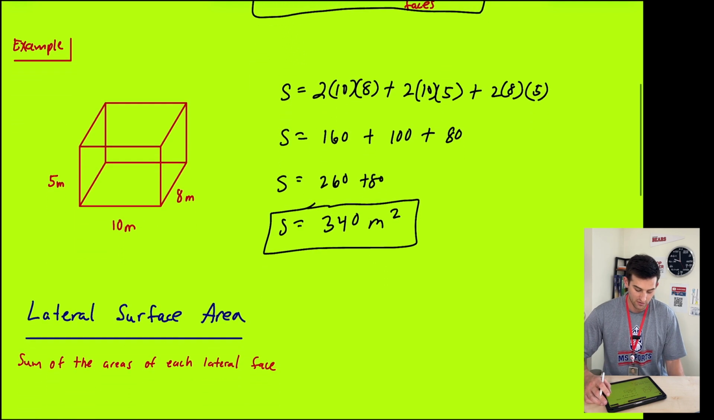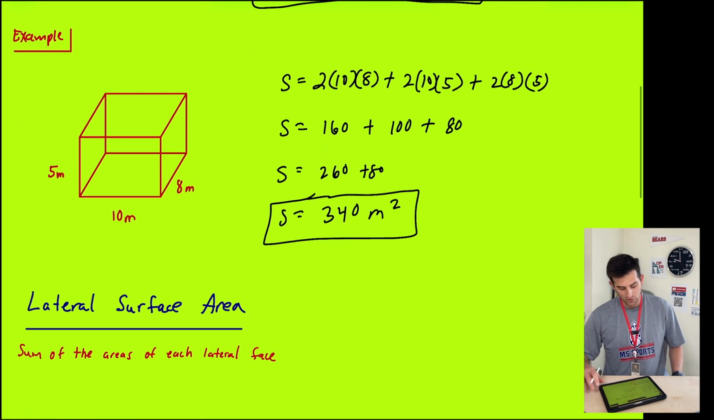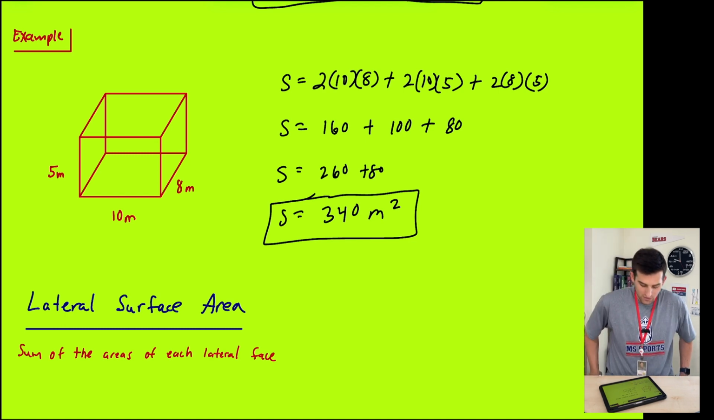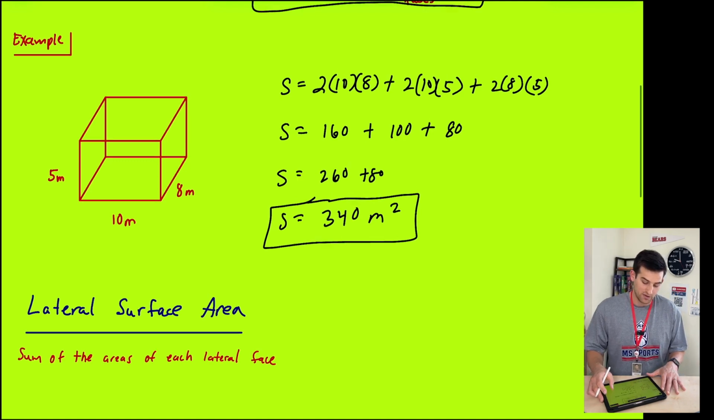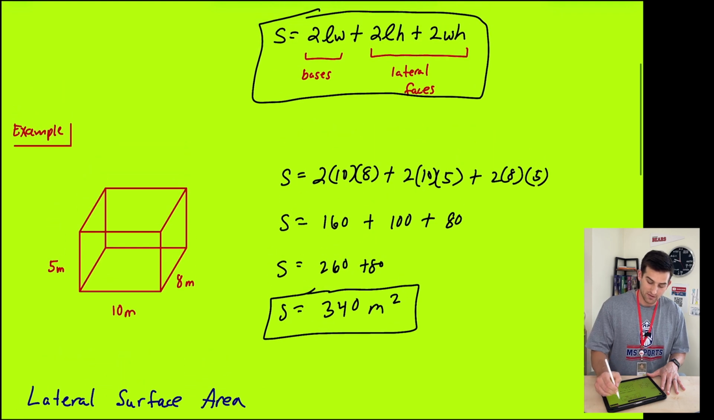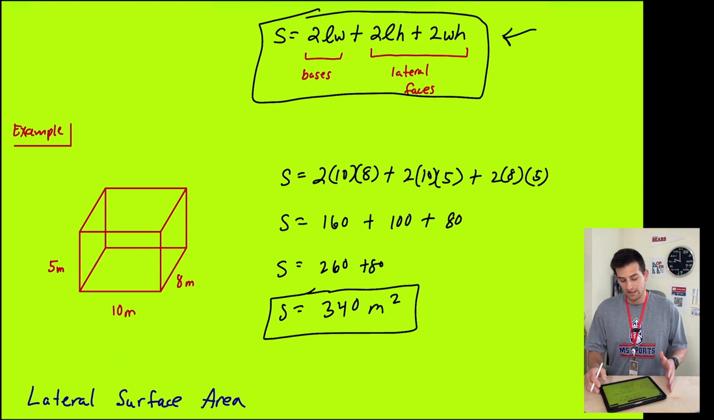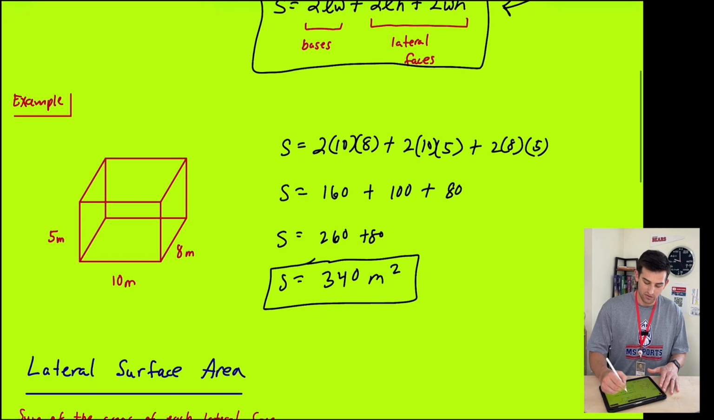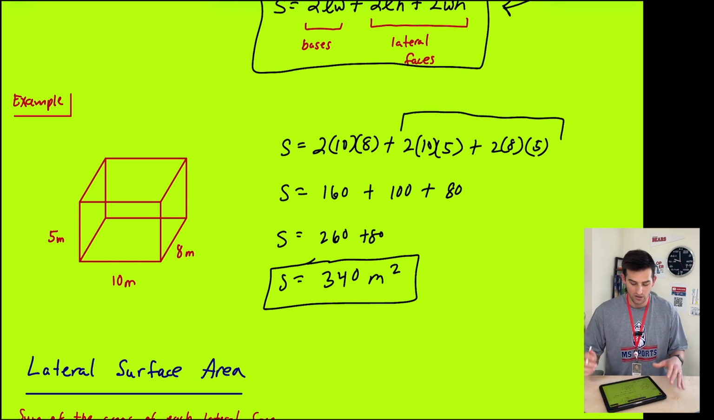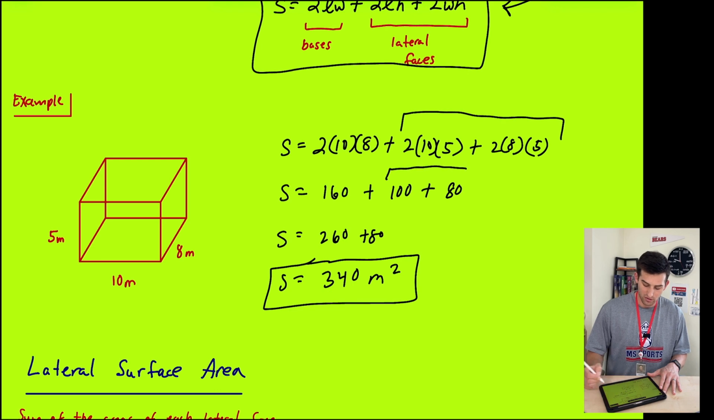Now there is such a thing known as lateral surface area, which would just be the sum of the areas of each lateral face. Okay, so what would the lateral surface area be for this example? Well, the lateral faces would just be our 2LH plus 2WH. So essentially it's just this part of our surface area equation, which would just be 100 plus 80, which would just be 180 square meters.